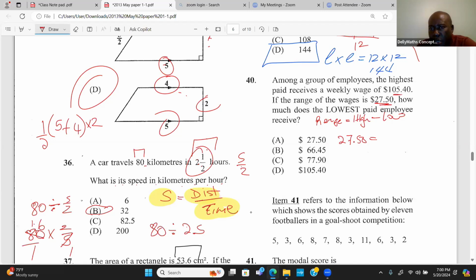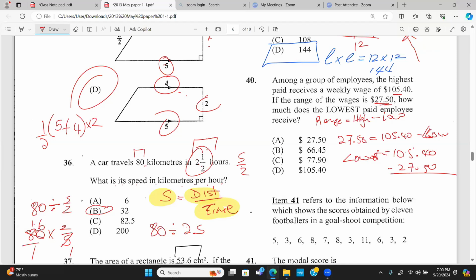Highest, 105. So the question is asking me for the lowest. Look, so it wants the lowest. So all I could do is just to switch things over, right? So the lowest is going to equal to 105.40. You want to take away $27.50 from that. So you work out your maths. So basically, if I have my highest and I have my range, you just subtract it and it gives you the answer. Anybody get the answer for that?